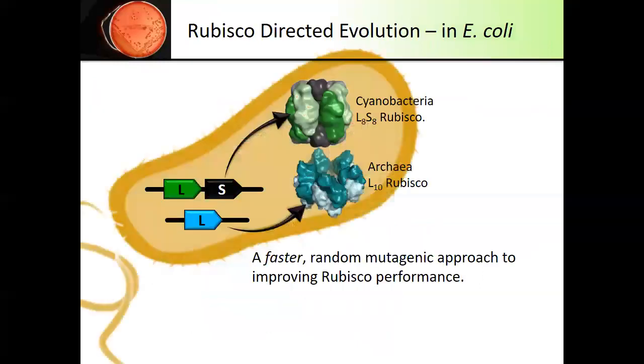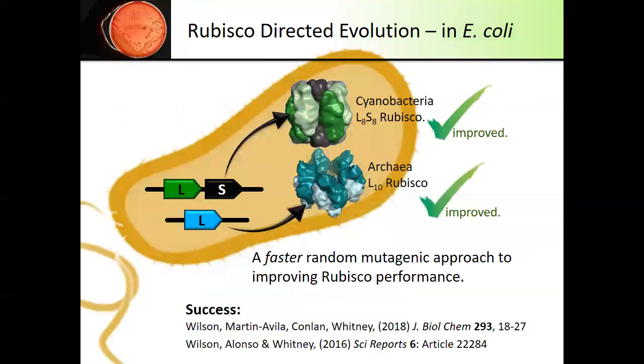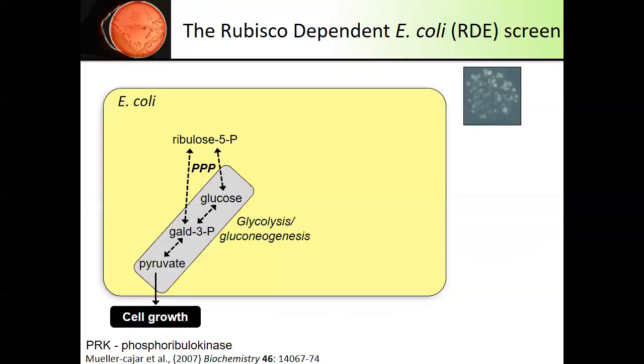So here I'm going to answer the question, can we do it? Yes, we can. Using the system I'm about to describe, we've been able to improve the kinetics of both Archaea Rubisco and Cyanobacteria Rubisco. So let's talk about the system.